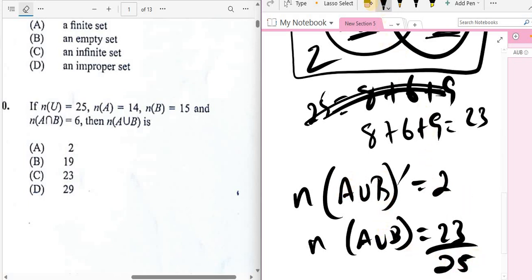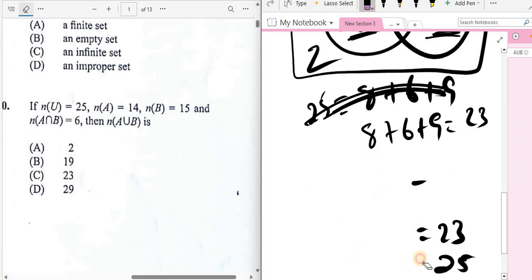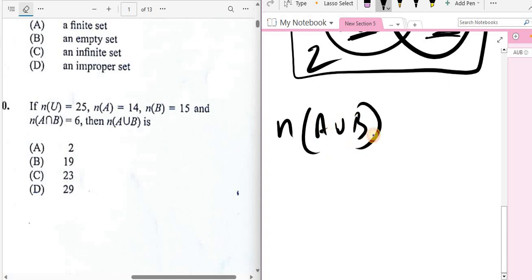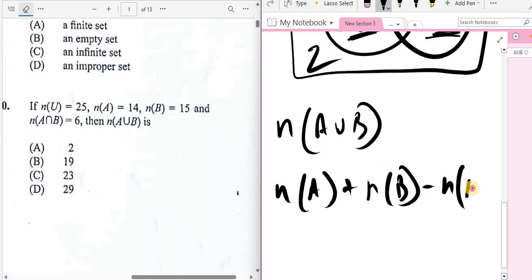But there's another way to do this, right? Let me show you quickly. Another way, using a formula. Rather than drawing it, I'm wasting time. But if you want to draw it, that's fine. It'll take you 60 seconds to do that. The number of elements in A union B is equal to what? The number of elements in A plus the number of elements in B minus the number of elements in A intersect B. Alright?